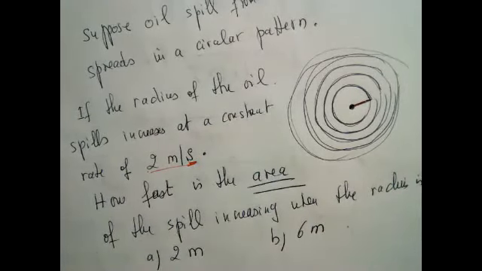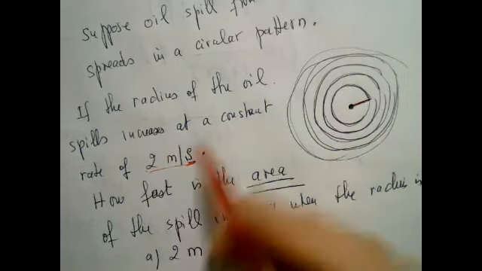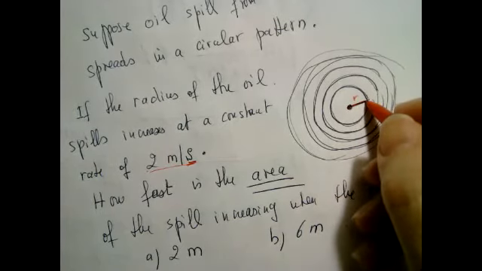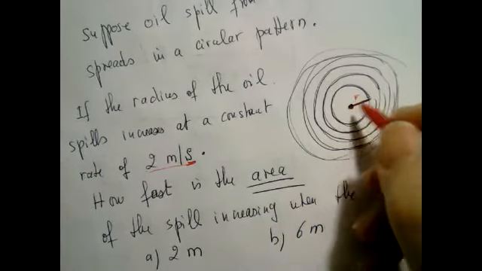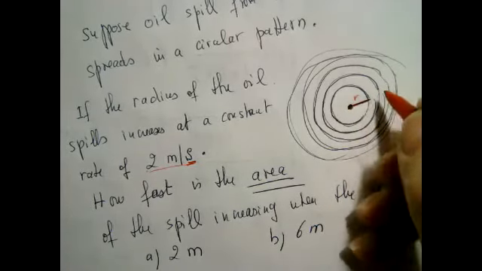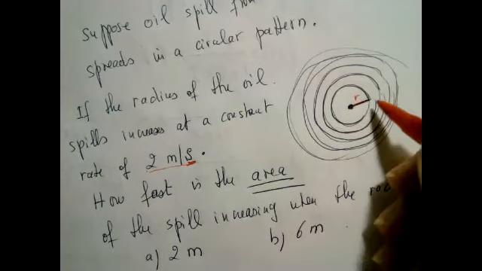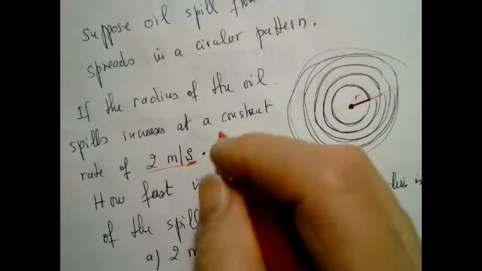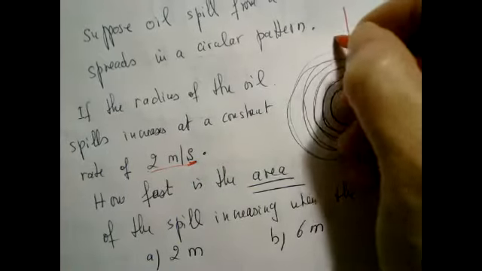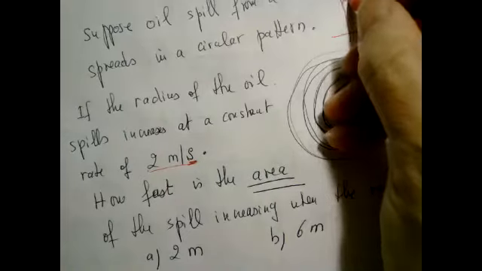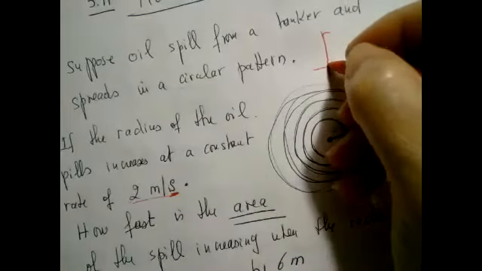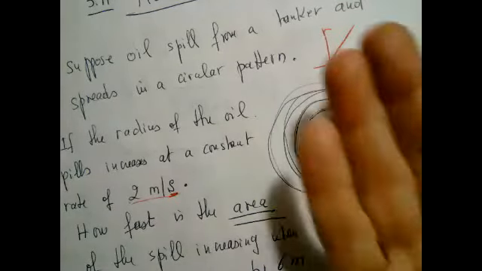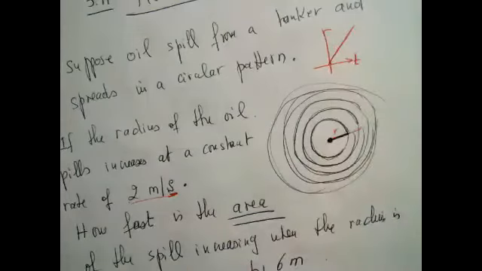So what does this information mean? It means the radius every second is increasing by 2 meters. So it started at 0. After 1 second, it increased by 2. Another second, it increased by 2, increased by 2, increased by 2. So if I draw, this is the time, and this is the radius, it means that my radius is increasing at a constant rate of 2 meters per second. So the graph is actually a linear graph. That's how the radius is changing with time.